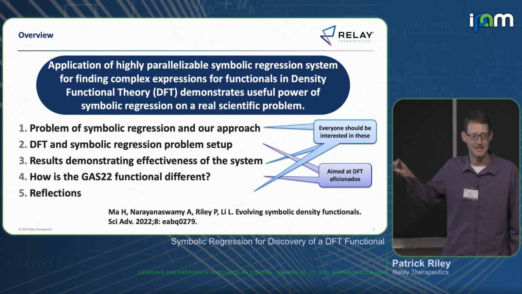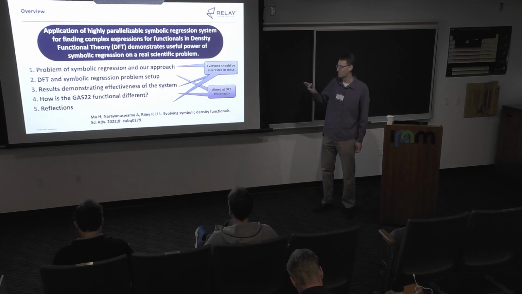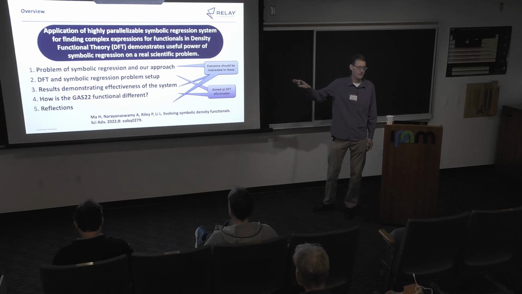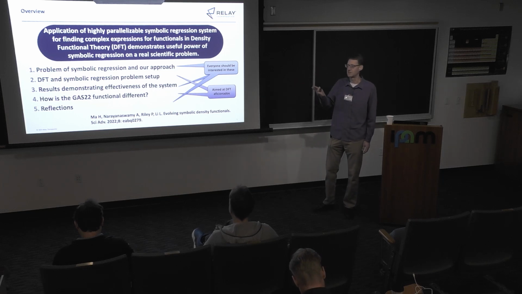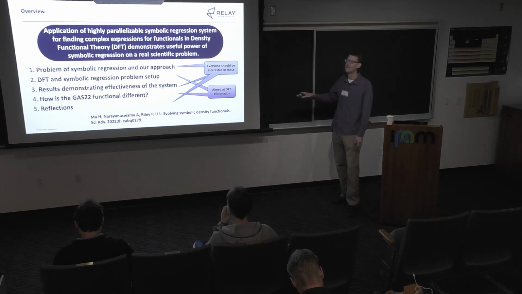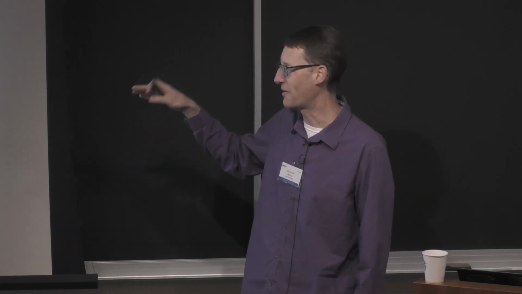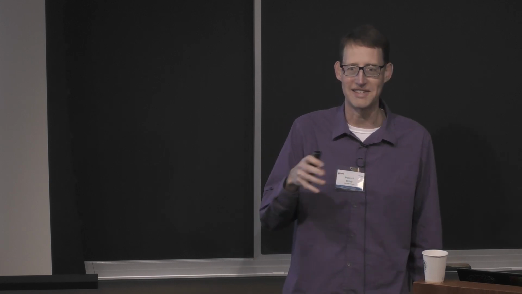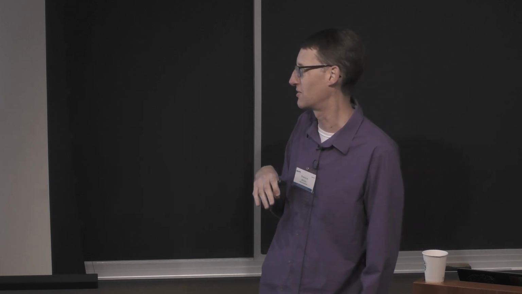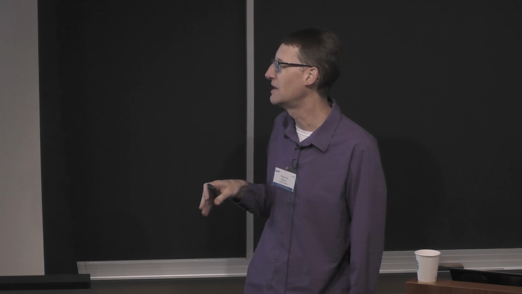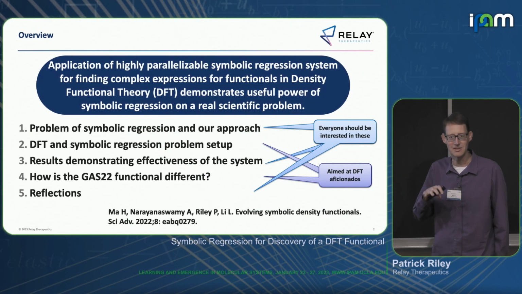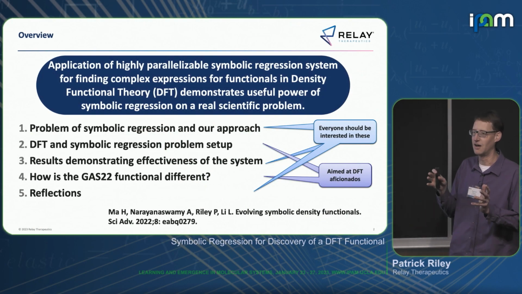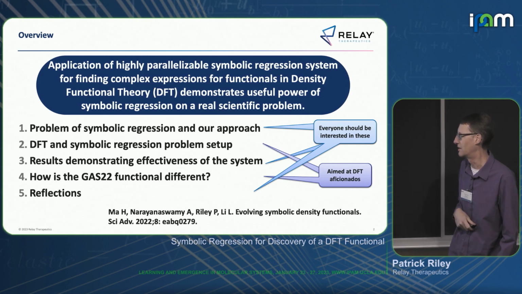Now, I don't usually do the agenda slide, like what I'm going to talk about, but I'm doing it for a particular reason here. I'm going to explain what symbolic regression is, what this approach is, how it works. Then I'm going to go into more DFT details, how we set up the problem for a DFT functional. Then I'm going to show how the result works, or how the system actually worked, and then delve into the functional itself, why it's interesting, how it's different from the functional that it's sort of in the same family of. And last, I'm going to talk a little bit more about what I think this means, especially in this concept of emergence and learning concepts.